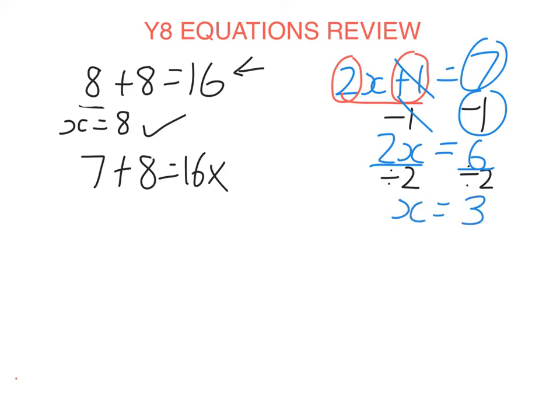I can easily check my solution by substituting 3 for x and seeing if I get a true statement. 2 times 3 plus 1 does equal 7, so I know my solution is correct.